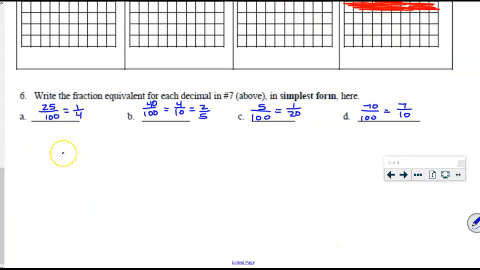So there are lots and lots of ways that we can simplify fractions. This is what I like to do. If you already are a professional at simplifying fractions a different way, that's great. But let's talk about this. I'm going to start here with the 25 hundredths.